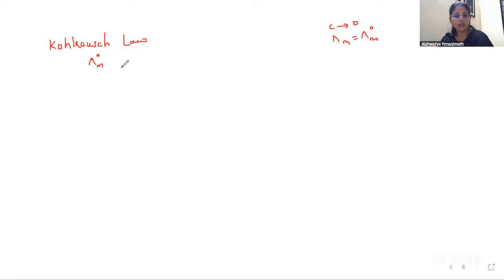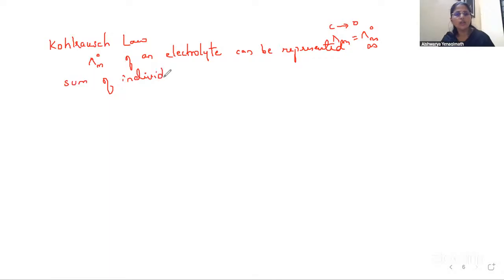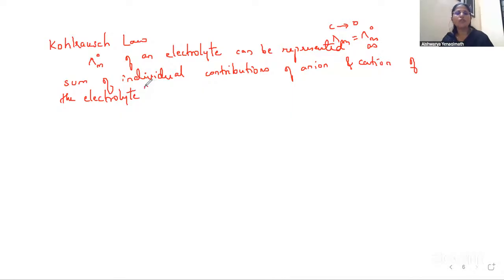Limiting molar conductivity of an electrolyte can be represented as the sum of individual contributions of the anions and cations of the electrolyte. Individual contributions of the anions and cations.